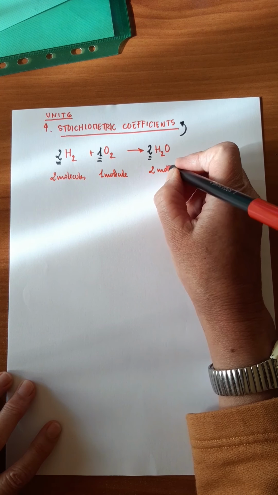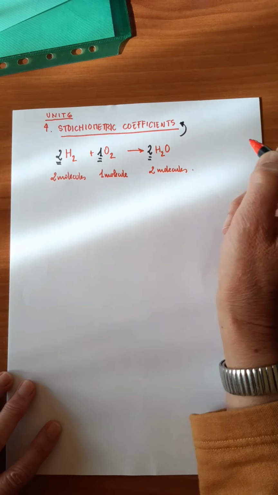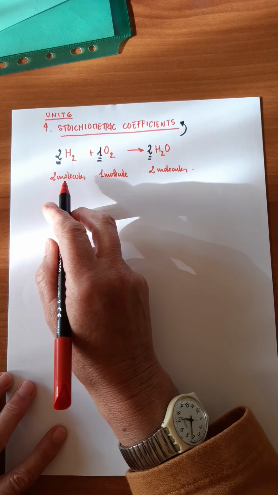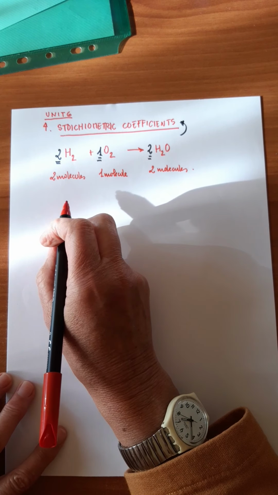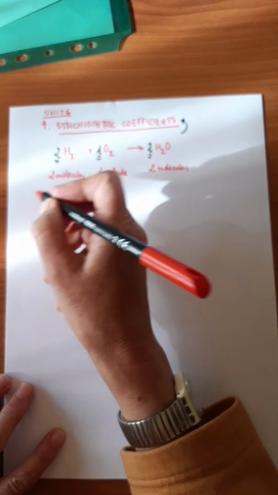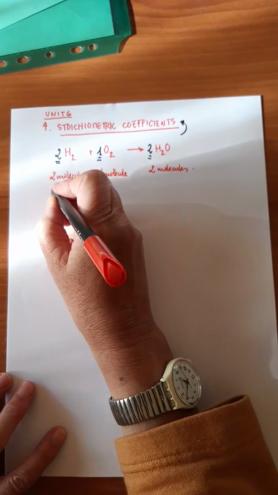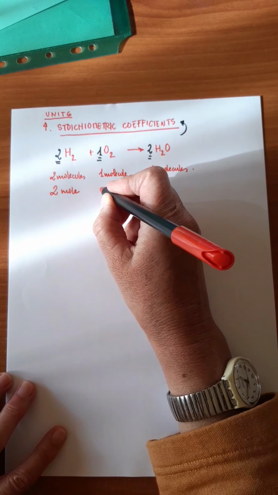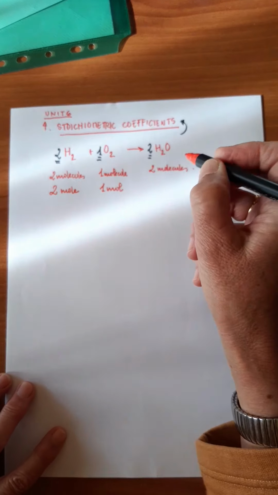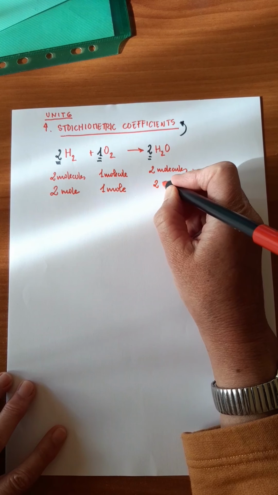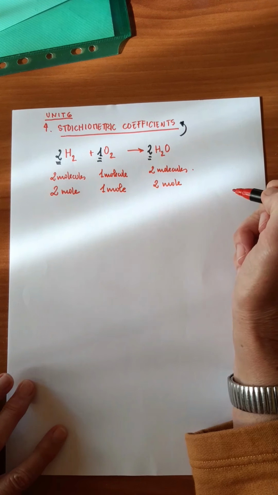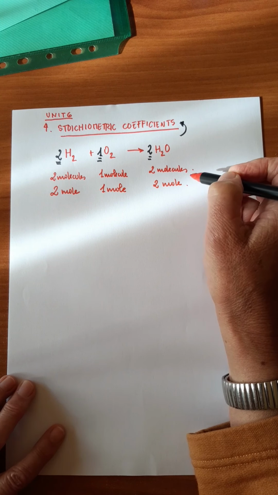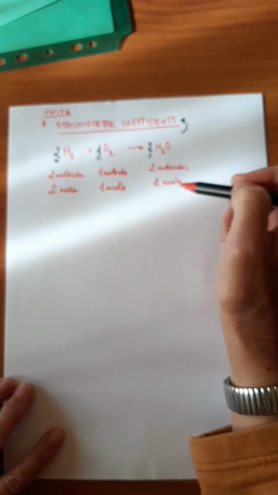molecules of water. But what if we don't have just 2 molecules? We have a lot of molecules. For example, 2 moles of molecules. The proportion is the same. 2 moles of hydrogen reacts with 1 mole of oxygen to get 2 moles of water. Why do we write moles instead of molecules? Because the proportion is the same.